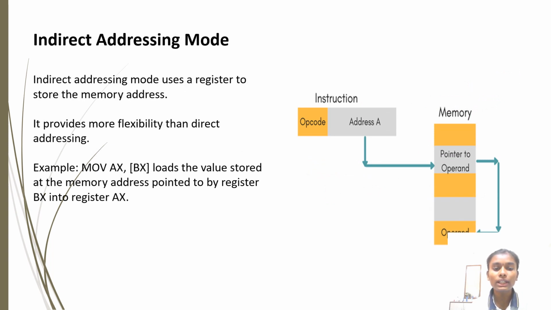Indirect addressing mode. In indirect addressing mode, the address field in the instruction contains the memory location or register where the effective address of the operand is present. It requires two memory accesses. It is further classified into two categories, register indirect and memory indirect. Indirect addressing mode uses a register to store the memory address. It provides more flexibility than the direct addressing mode.